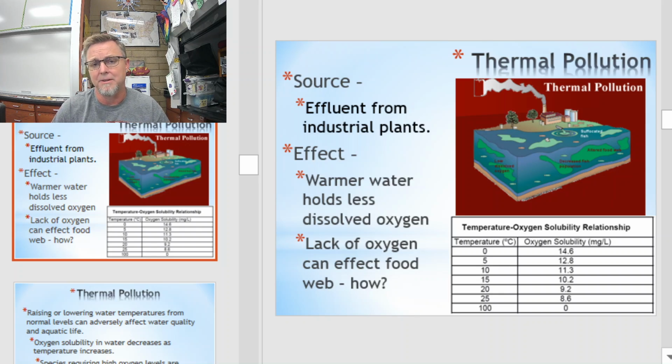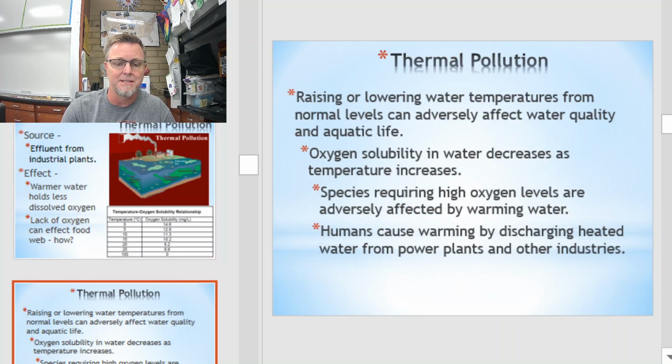Think of it this way. The water temperature goes up, so there's less dissolved oxygen. That kills sea life. As the sea life dies and decomposes, that decomposition process pulls more oxygen out of the water. So that ultimately causes more and more death. See the problem? That's why thermal pollution is a big deal.